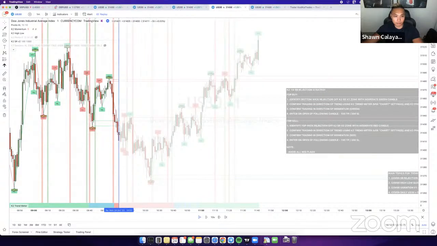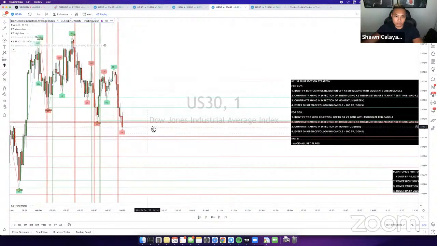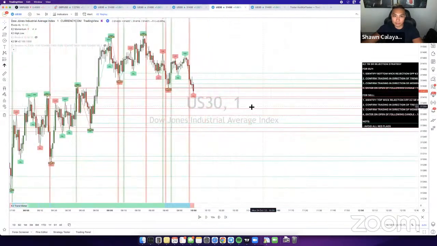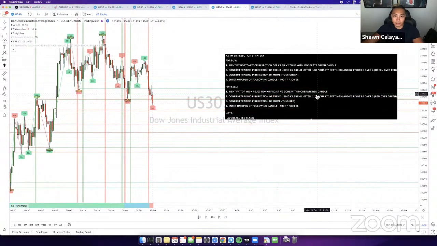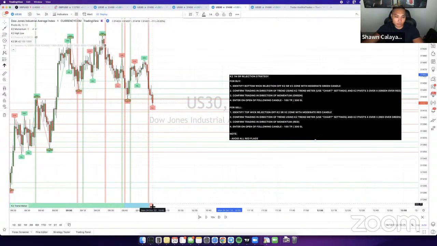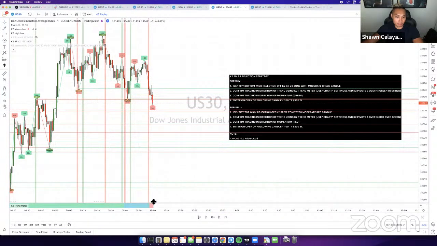There's actually one right here too. There's like two of them actually. So there's one right here, and this is going to be an example for a sell. Again, we're looking at the trend meter down below to determine if we're trading the direction of the trend. This is going to be the main catalyst. If it's red, you're looking for sells. If it's green, you're looking for buys. So with that said, we have one right here.